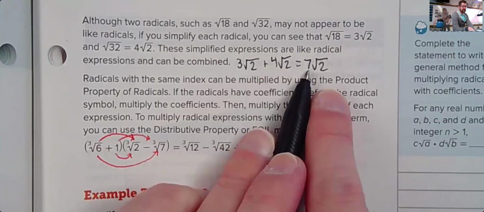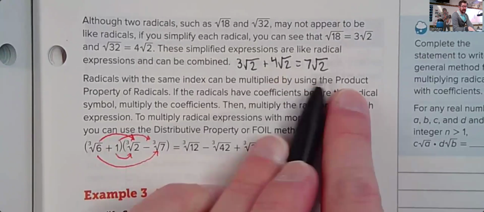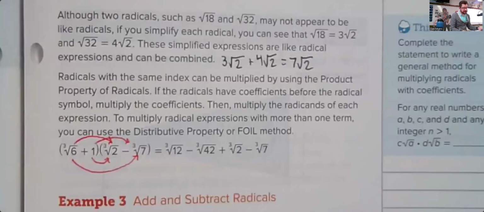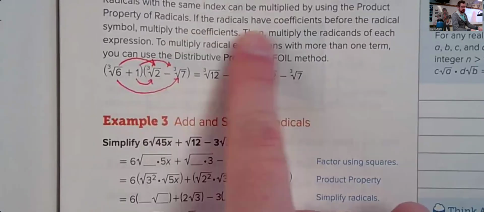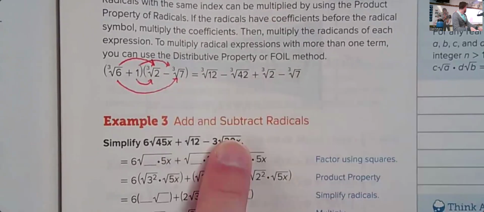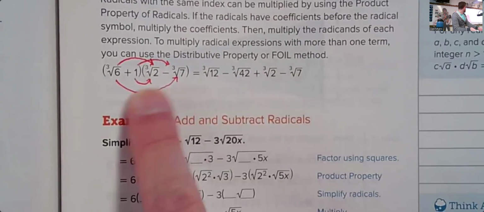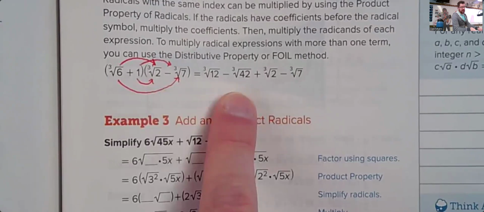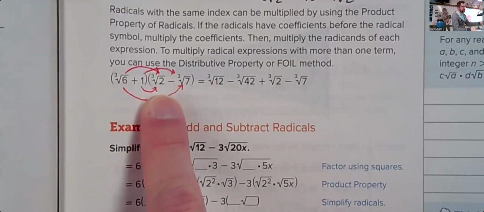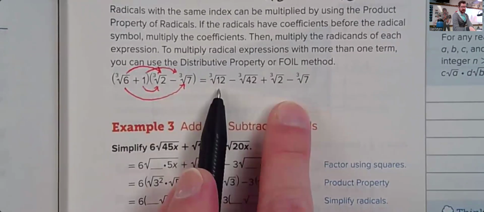3 plus 4 is 7. Keep the radical and the radicand the same. And then if you have radicals with the same index, you can multiply them together using the product property of radicals. And this was the answer we got from that. We had to use FOIL on this. But anytime you multiply a radical with the same index value, you can multiply the numbers under the radical, or the numbers in the radicand. And so that's what happened here using FOIL.